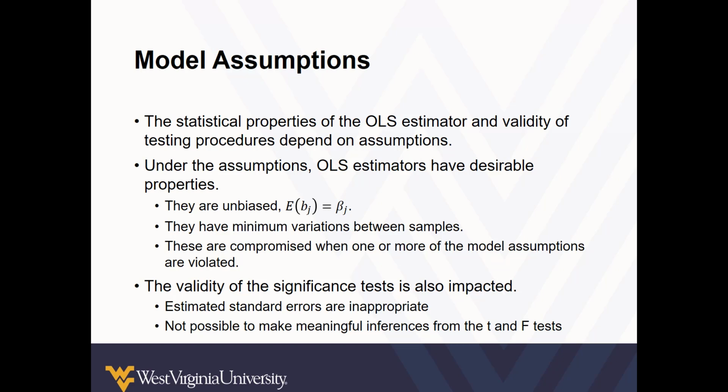If even one assumption is violated, we can't be so sure that these properties are maintained. We also know it interferes with the results of significance tests. So suddenly we're not so confident in our results.